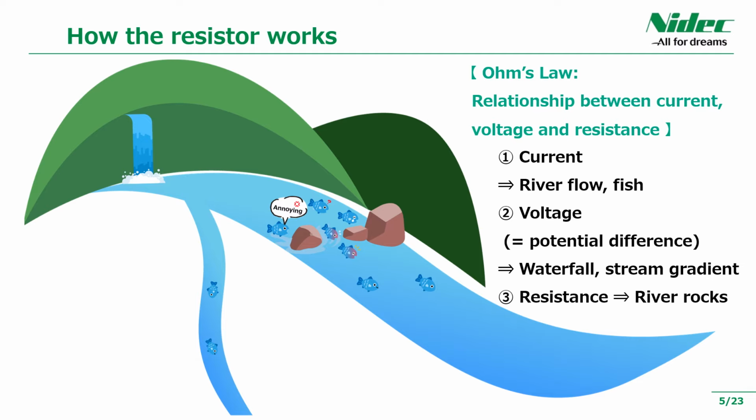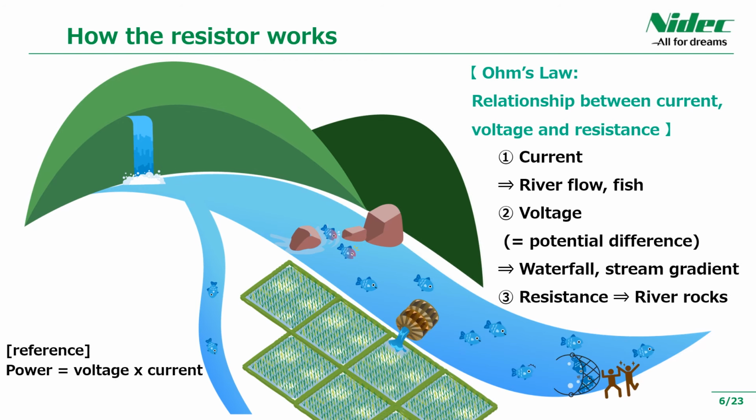As an aside, the fact that the fish are swimming desperately with red faces indicates the generation of heat due to resistance. The greater the resistance, the more heat is generated. We will move on to an advanced version. Electric power is the amount of work that electricity performs in a unit time, and refers to the electrical energy consumed in a unit time. The relationship between voltage and current can be expressed by the formula: voltage multiplied by current. As a benefit of the river, water wheels that draw water into rice fields and net fishing can be equivalent to this electric power. Now, let's get back to the main subject.